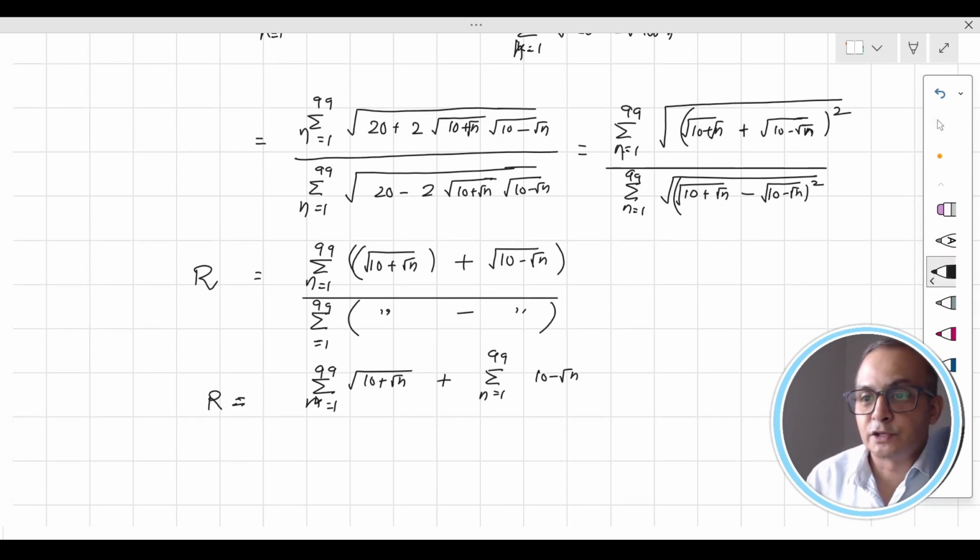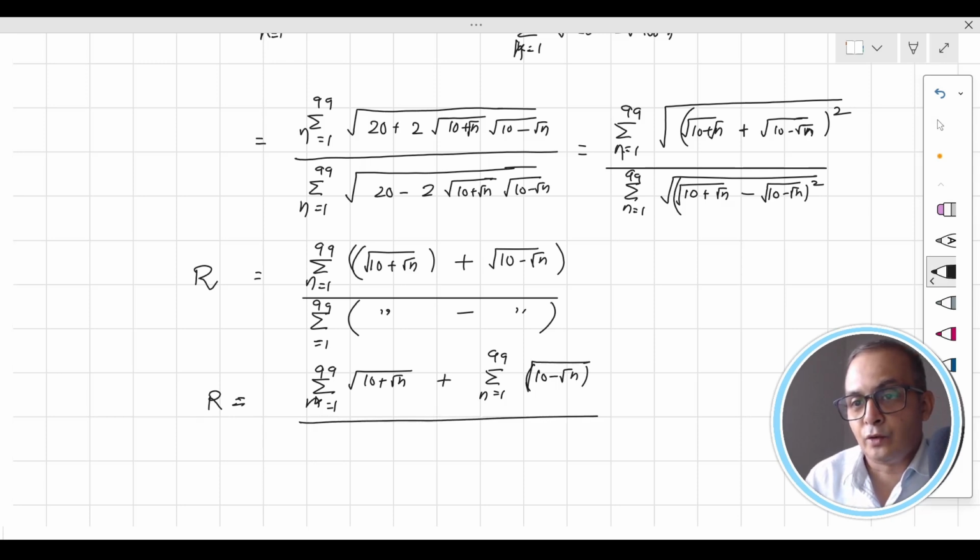Okay, so this is going to be the square root of 10 minus root n, and now here I am writing summation n goes from 1 to 99 of the square root of 10 plus root n, and here also minus summation n goes from 1 to 99 of the square root of 10 minus root n.